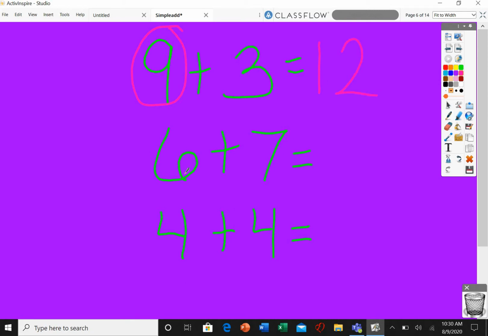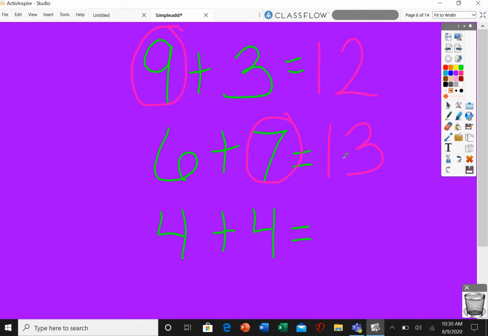All right, what about 6 plus 7? Which one is the largest one? Oh yeah, this time it's the 7. So remember, the 7 is what's going to go in your head. That's where you're going to start. So 7, and then you can hold up 6 fingers and count on. So 7, 8, 9, 10, 11, 12, 13. 6 plus 7 is 13.